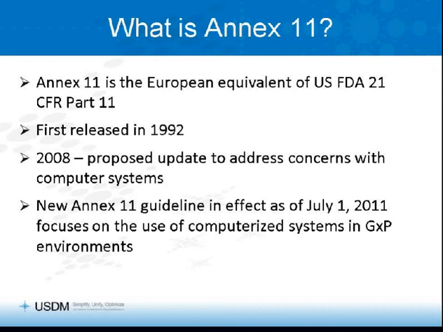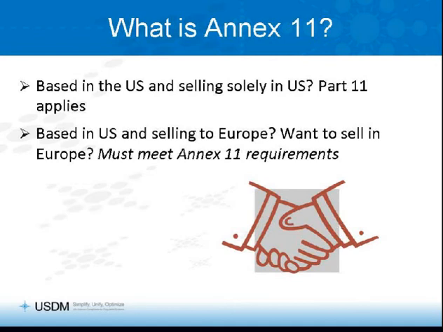So what is Annex 11? Basically, it's a European equivalent of, in the U.S., the Part 11 requirements. It was first released in 1992. In 2008, a revision was proposed to bring Annex 11 more into compliance with the increased use of computer systems and the complexity of those systems. That new guideline was introduced in 2011, and it became effective on July 1st of this year.